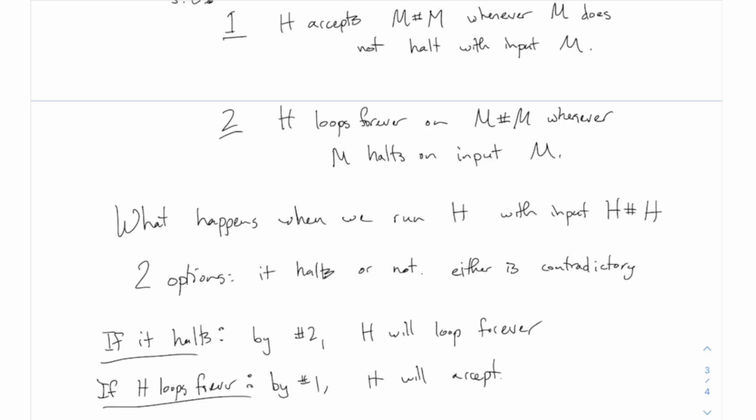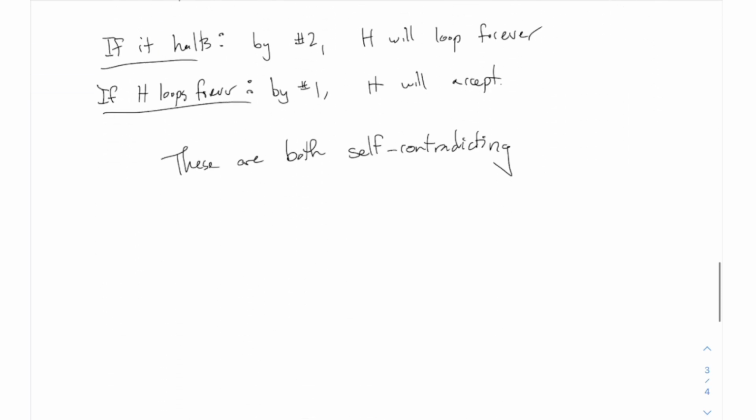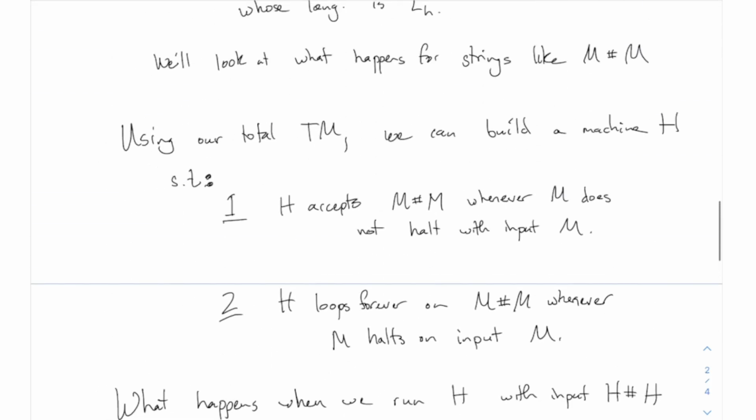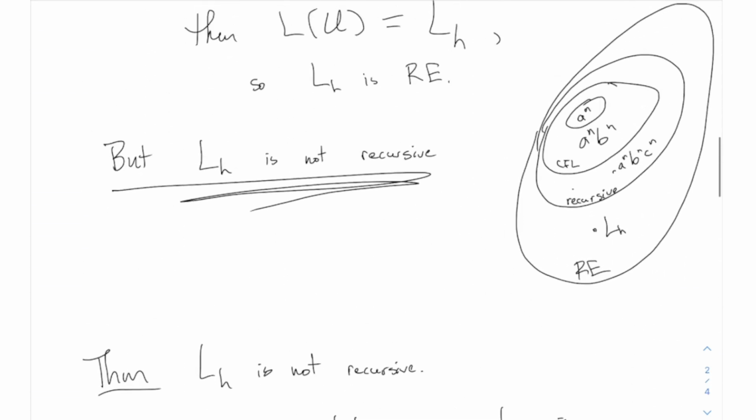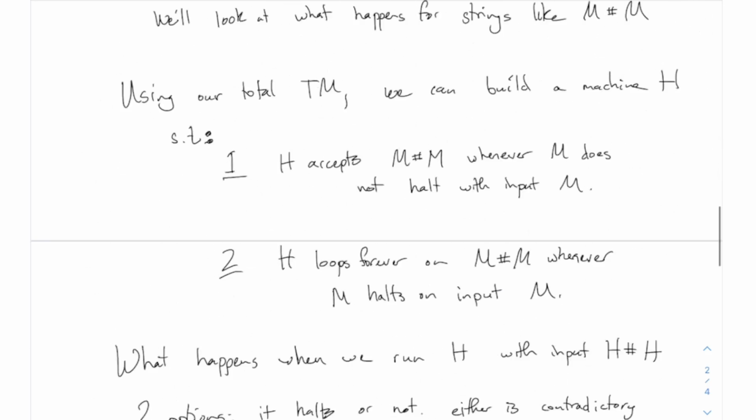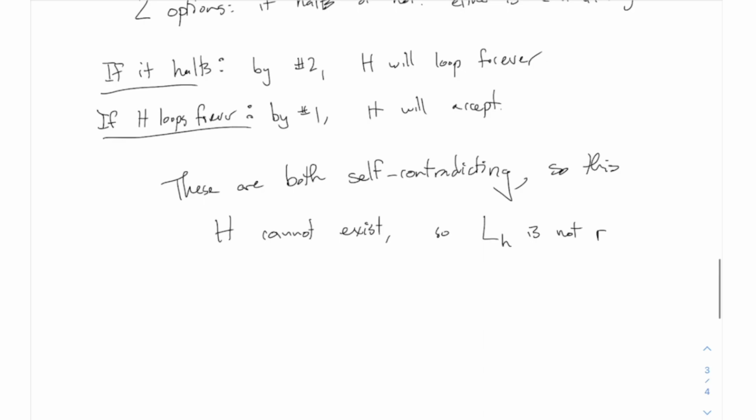It is very weird. Anyway, this is the contradiction. We are boiled down to 2 options, but both of them are immediately paradoxical, self-contradictory. So that means this H cannot exist, which is the whole point of the proof. So that means LH is not recursive. It is out here in the RE domain, but it's not recursive.